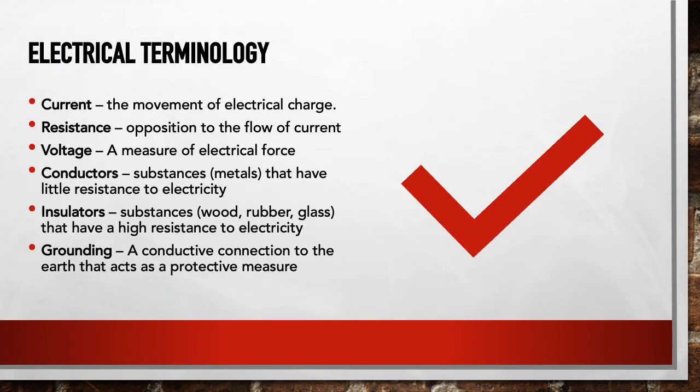So terminology, we have current, resistance, voltage, conductors, insulators, and grounding. These are the most common terms. So current is the movement of electrical charge.